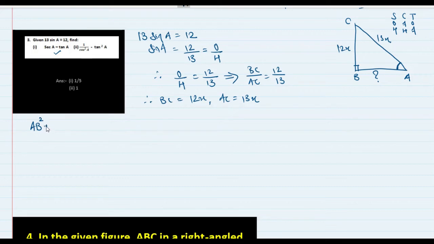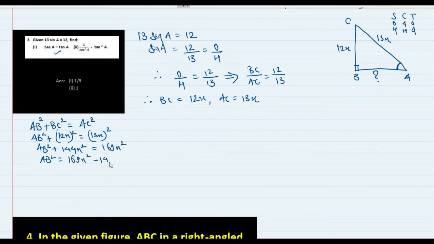AB square plus BC square is equal to AC square. AB square we don't know. BC square is 12x the whole square and AC square is 13x the whole square. So AB square plus 144x square is equal to 169x square. So AB square is equal to 169x square minus 144x square, which is 25x square. So AB is equal to root of 25x square, which is 5x. Let me write it over here so that we know that AB is 5x.